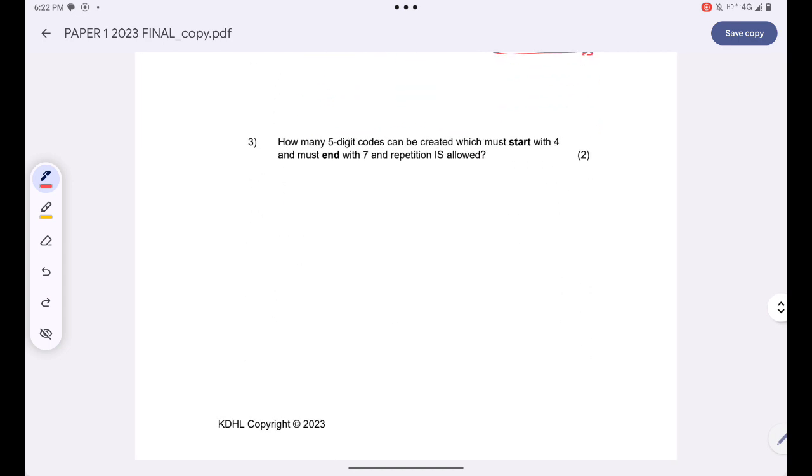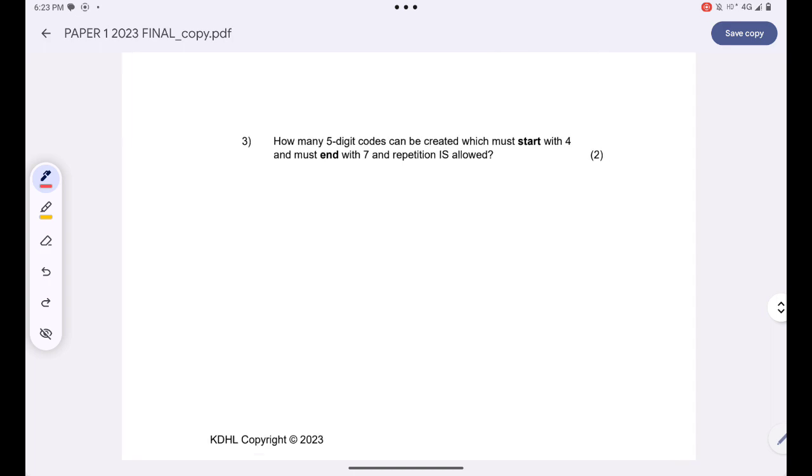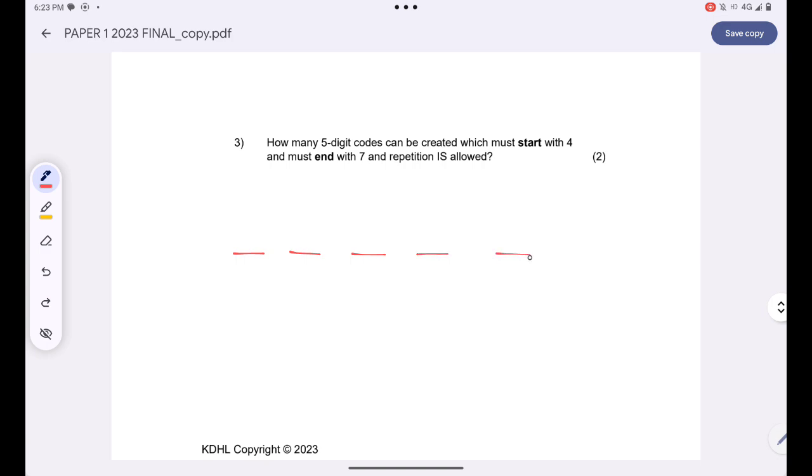Okay, how many 5-digit codes can be created which must start with a 4 and must end with a 7, and repetition is allowed? All I know is that I need to have a 4 at the first position and a 7 at the last. I can only change the numbers for the 3 in the middle, but remember that repetition is allowed. So you can simply have a 4, 4, 4, and a 7, or a 7, 7, 7, and a 4, like that.